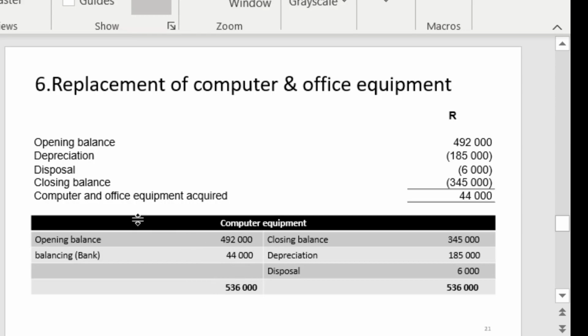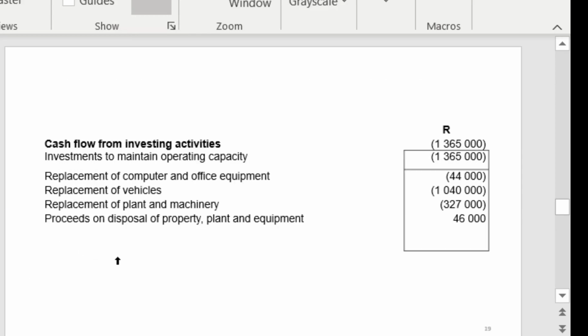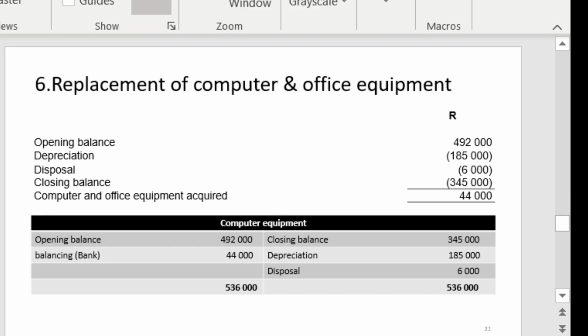These 44,000 will be disclosed here under the replacement of computer and office equipment. In other words, we bought additional computer and office equipment in order to replace the one that was sold. That is computer equipment and office equipment. Again, I'll emphasize that you can use either of these methods to calculate. Whichever you're comfortable with, use it.